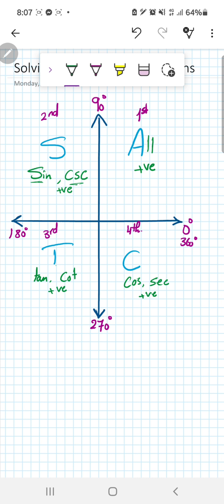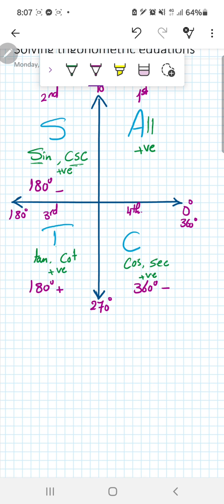Okay. And we said here in the second quad we have 180 minus. Here in the third we have 180 plus. And in the fourth we have 360 minus. Okay, we said this in the last term. Okay, let's take some examples. Here we want to solve trigonometric equations, and we want to get the solution set.